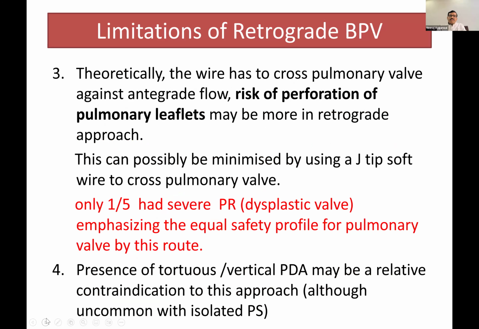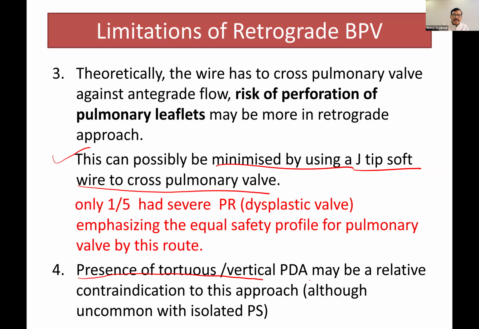Theoretically, the wire has to cross the pulmonary valve against antegrade flow, like in AS. So we thought, do we have a risk of perforation of leaflets on the retrograde approach? But in our series, we did not have severe PR, except only one patient who had dysplastic pulmonary valve, and that was not statistically significant. So our hypothesis is to use a J-tip soft wire to cross the pulmonary valve and not oversize the balloon. That is a more important risk factor than antegrade versus retrograde route to cross or to balloon inflate the pulmonary valve.